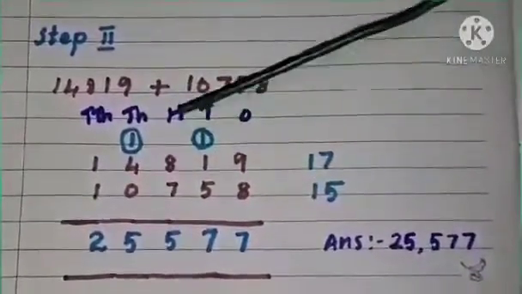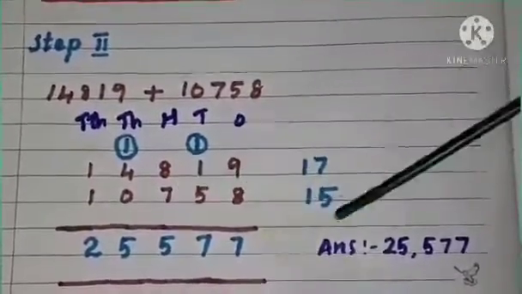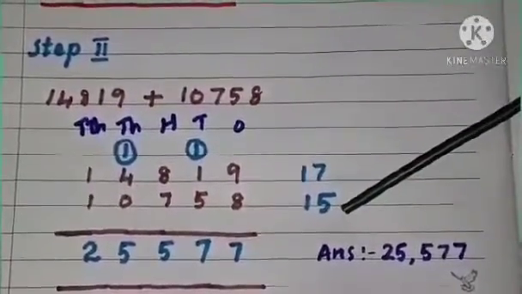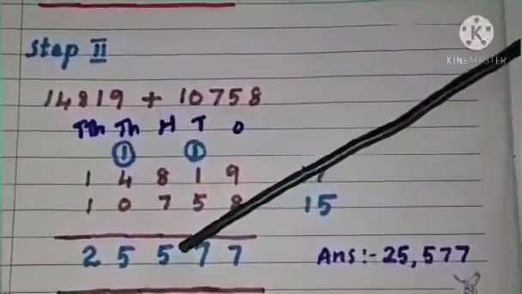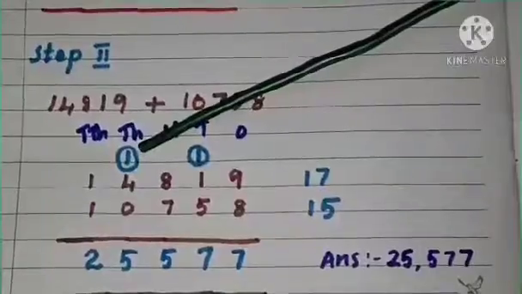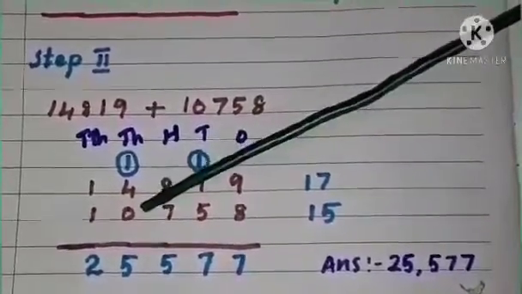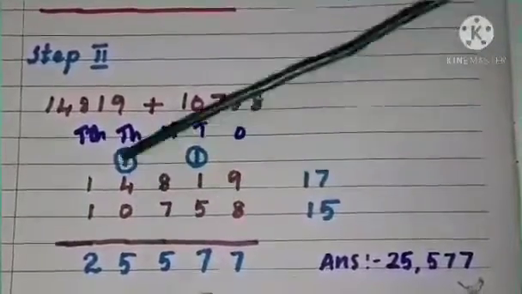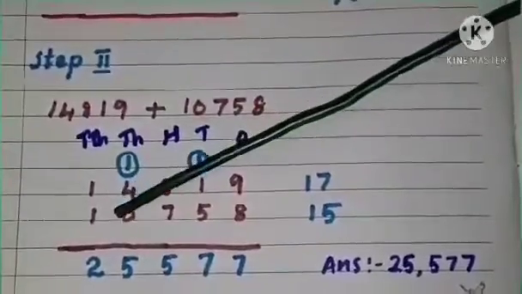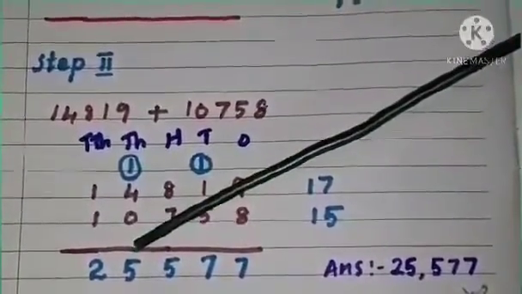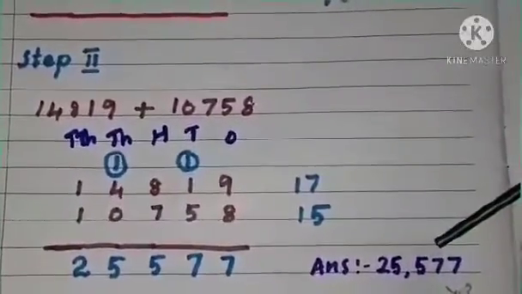Next, move on to the hundreds place. 8 plus 7, 15. 15 is a 2-digit number. So, put 5 in the hundreds place. Carry 1 to the thousands place. 1 plus 4, 5. 5 plus 0, 5. Next, move on to the 10,000s place. 1 plus 1, 2. Now, the answer is 25,577.